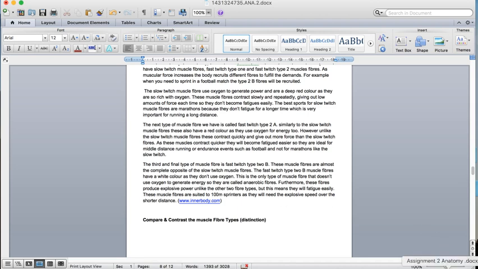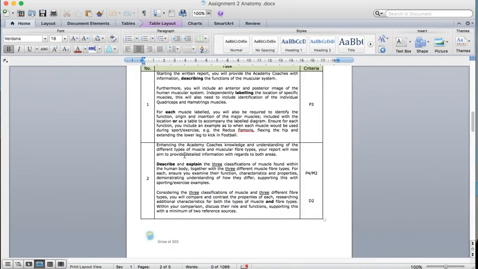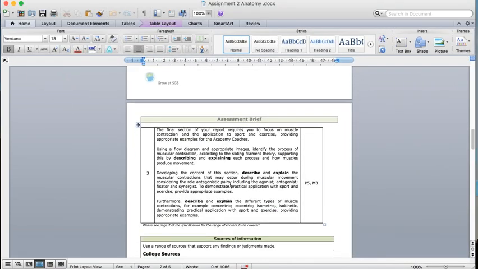All right, we're going to go back to the brief, and we'll look at the next stage. So in the final section of your report, you need to use a flow diagram describing and explaining how muscles produce movement, okay, through the sliding filament theory.